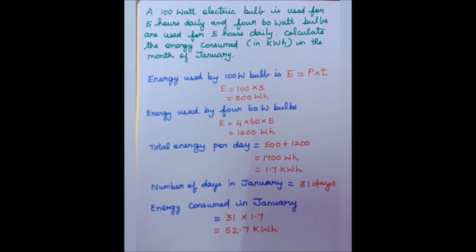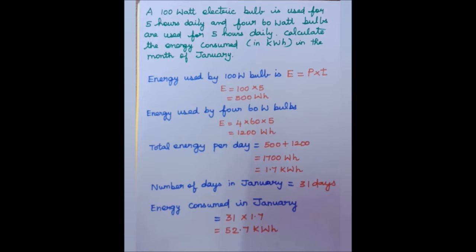For the 100 watt bulb, power is 100 watt, time is 5 hours. Therefore, energy equal to 100 into 5, 500 watt hour. Next, energy used by the 60 watt bulbs. So 4 into 60, that is power. Time is 5 hours, into 5. We can get 1200 watt hour.